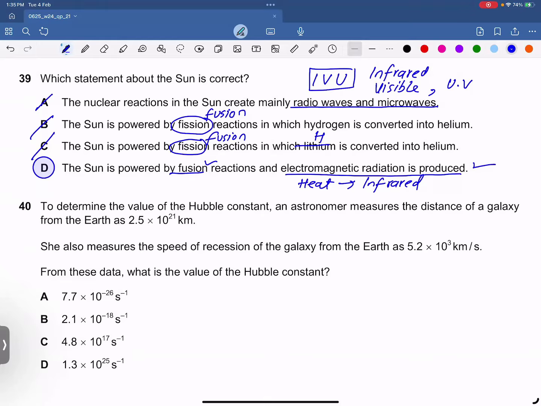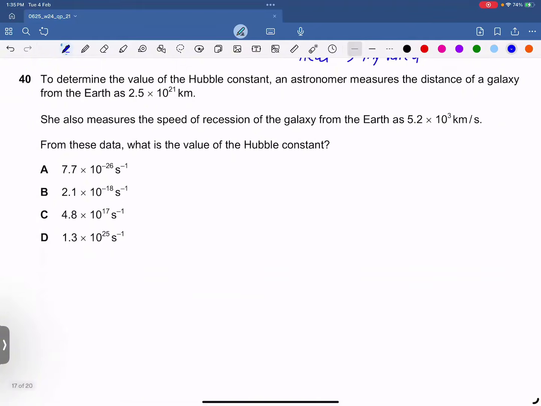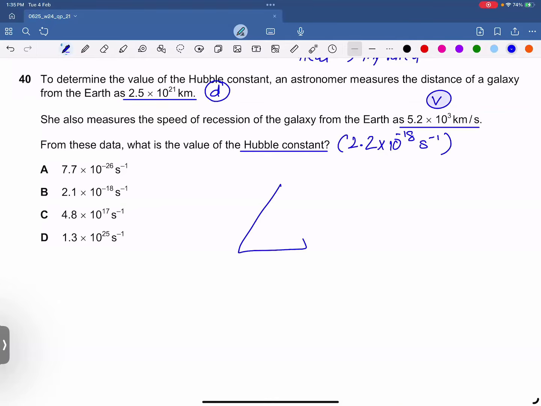Question number 40, last question. To determine the value of Hubble's constant, an astronomer measures the distance of a galaxy from Earth. This is the distance of the galaxy, but make sure it is in kilometers. She also measures the speed of recession of the galaxy, v. From this data, what is Hubble's constant? Your learning objective says you should memorize a number. This is Hubble's constant. So if you memorize, you can easily choose option B, but you know Hubble's law.